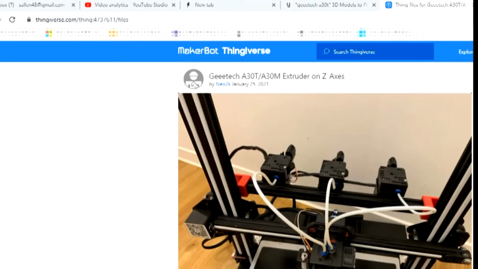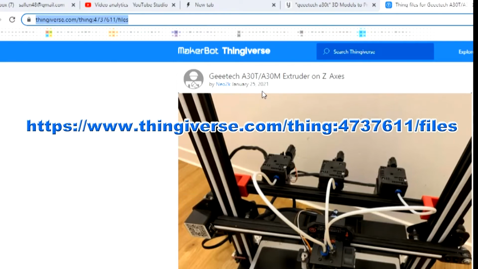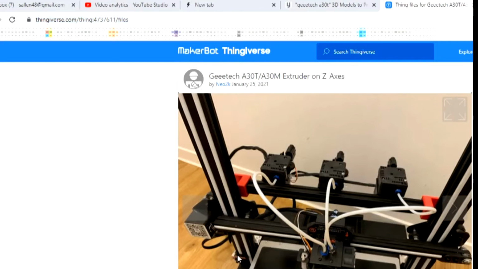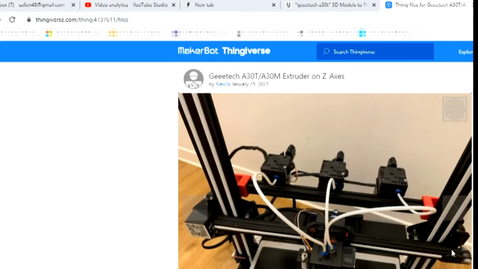Well, the easiest way to shorten the Bowden tubes is by generating these two mounts that this user posted on Thingiverse. There's the website, but you can search for it. It's basically moving the extruders on the A30T and the A30M on the Z-axis, moving them down, rather than me going through a lot of details. These are what the mounts look like. This is what they look like when they're mounted.